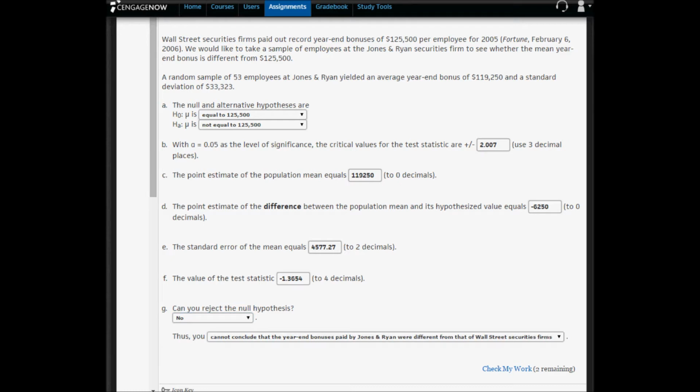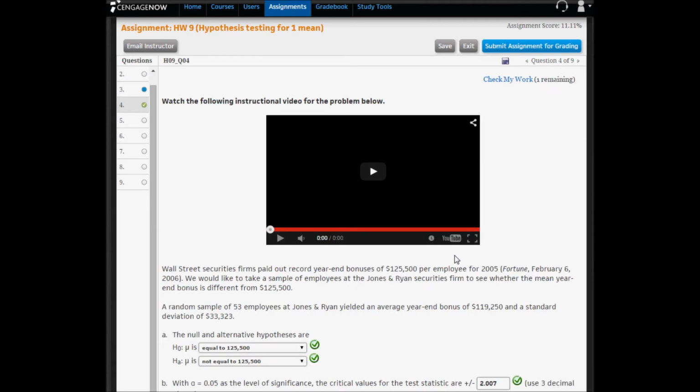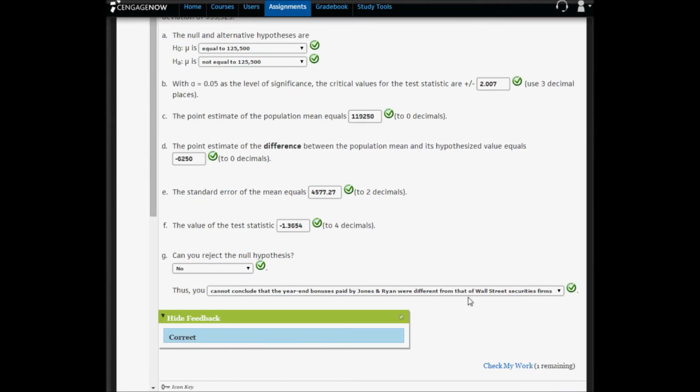Since we cannot reject the null, we cannot say the alternative hypothesis is true. Thus, you cannot conclude that the year-end bonuses paid by Jones and Ryan were different from that of Wall Street securities firms. We check my work. We get all questions right.